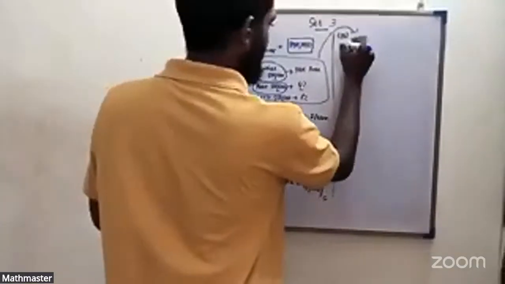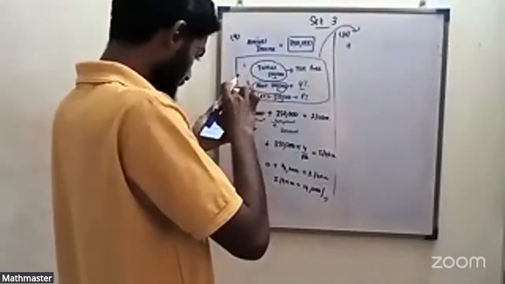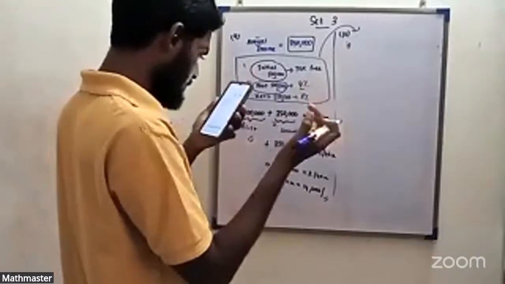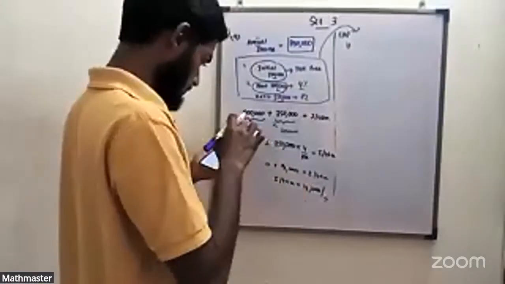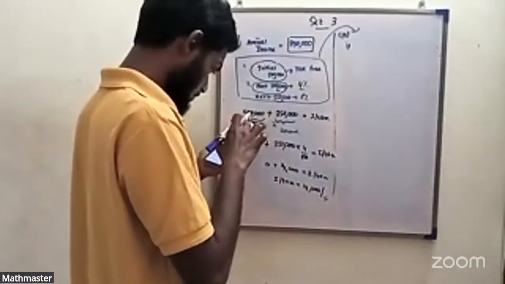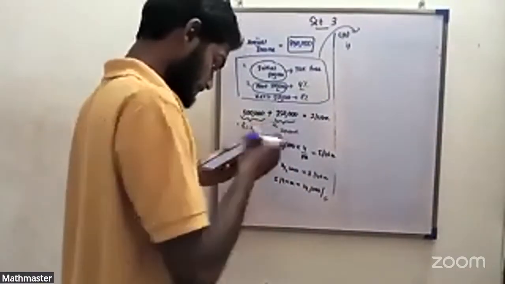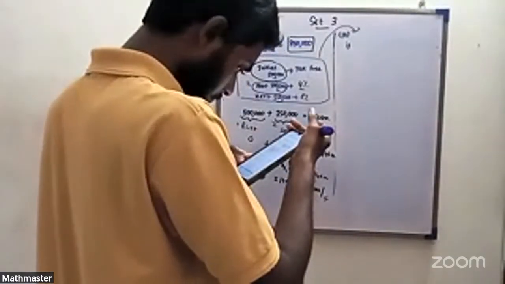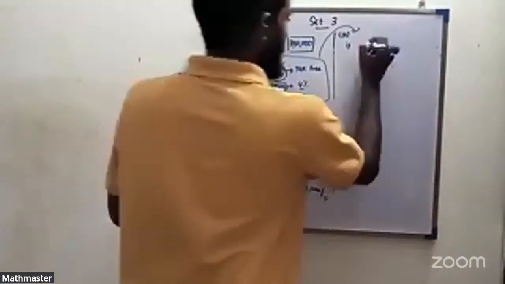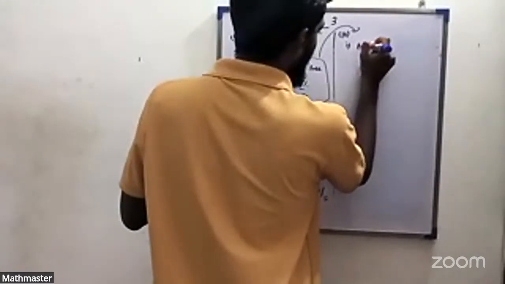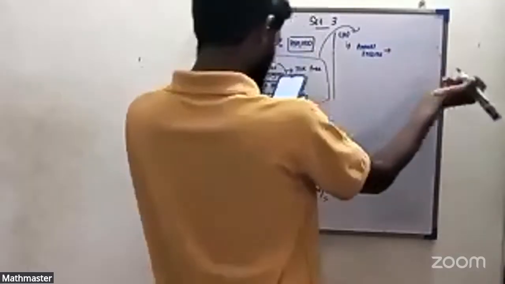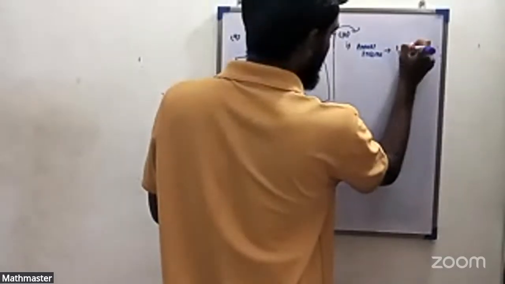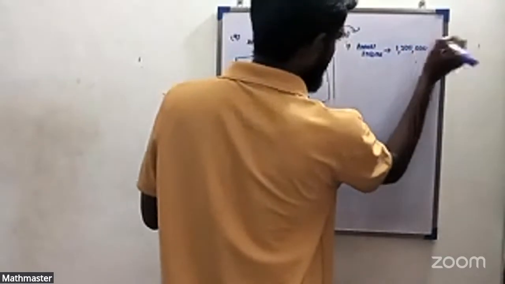First, they say the annual income of Ranjit is 1.2 million. That means 12 lakhs. So first of all, write that: 1.2 million or 12 lakhs is the annual income.